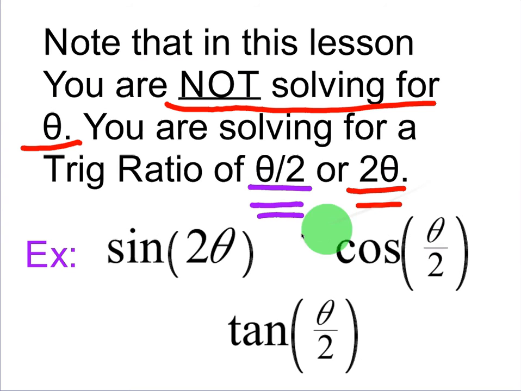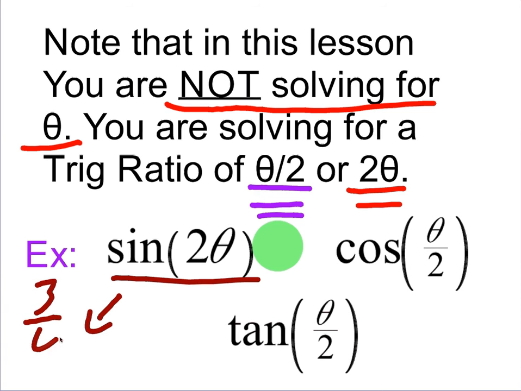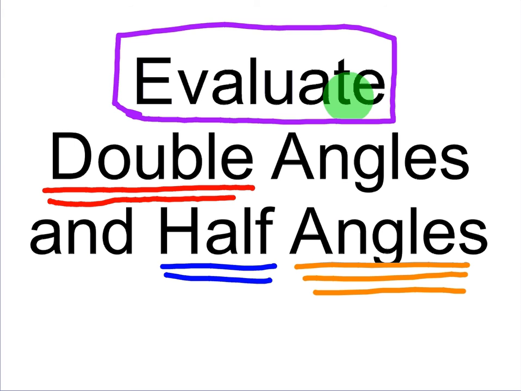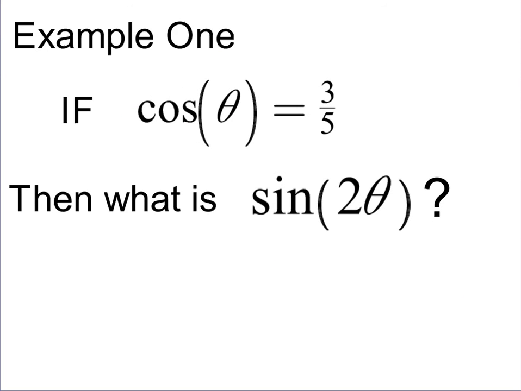So something a question might ask is, what is sine of 2 theta? And you're going to get a ratio back, for example 3 over 4. It might ask, what's tangent of theta over 2? Again, you're going to get a number back, say 4 over 7. Another way it might ask is, what is cosine of theta over 2? And again, you're going to get a number answer back, and that's why the name of this lesson is Evaluate. You're trying to come up with a number, not just simplifying to an expression. So without further ado, let's look at the first example.